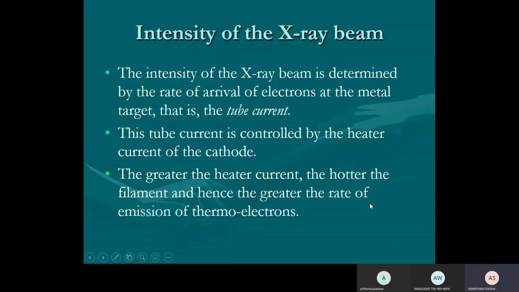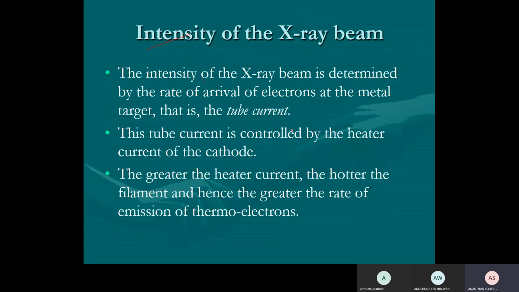Okay, so today let's talk about the image production in hospital. How are they going to use this X-ray? Okay, first, X-ray has something called intensity. X-ray has its own intensity. How intense the X-ray comes out?